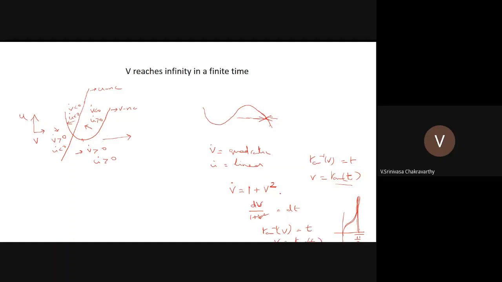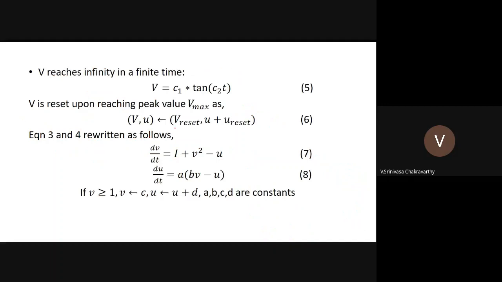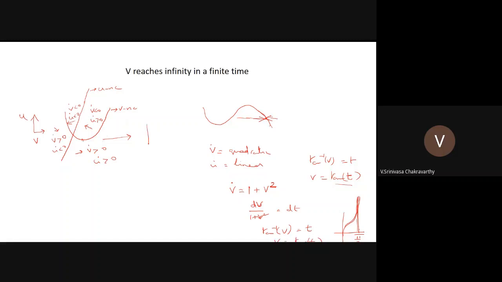But even if you take a quadratic nonlinearity, which is the smallest nonlinearity possible, v already reaches infinity in finite time. So it not only reaches infinity, it reaches it in finite time. So we need something to stop that, because you cannot have voltage going to infinity. It doesn't make any sense. To take care of that, in this model there is a separate resetting term. That is, v is reset upon reaching a peak value. So once it reaches some kind of peak value, I'll call this VP.